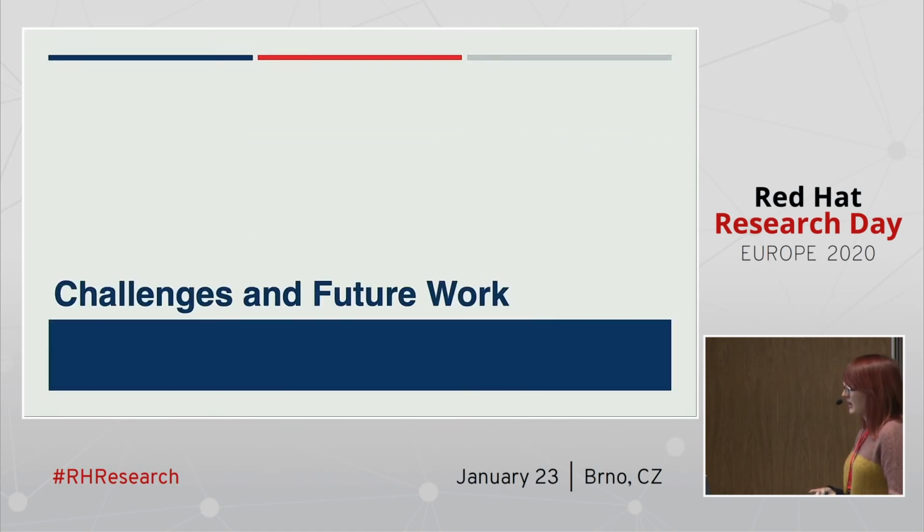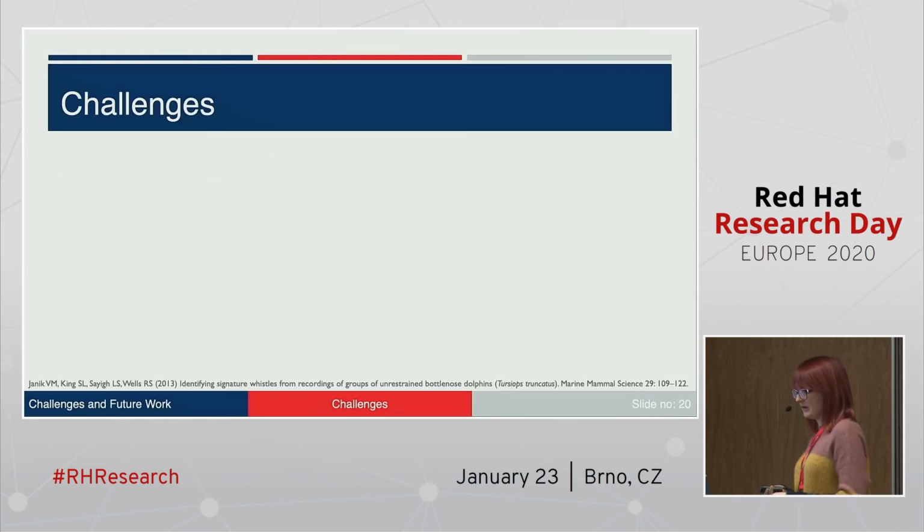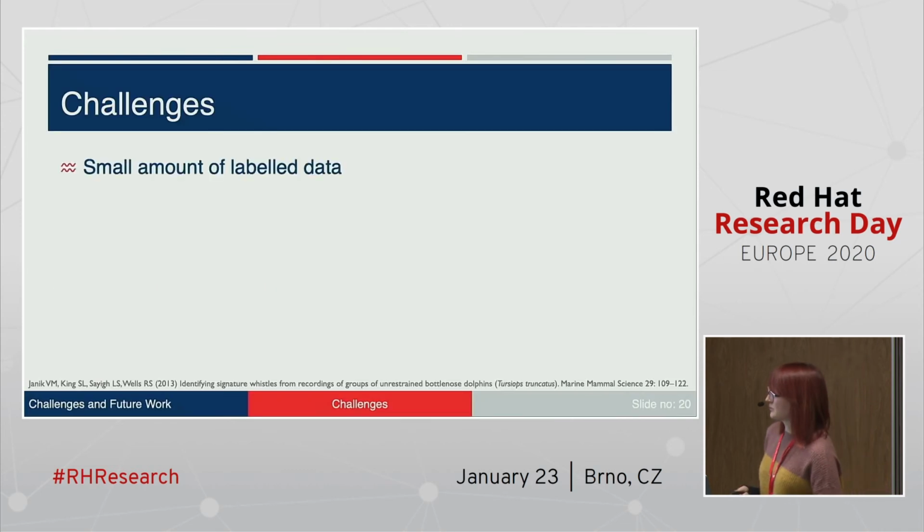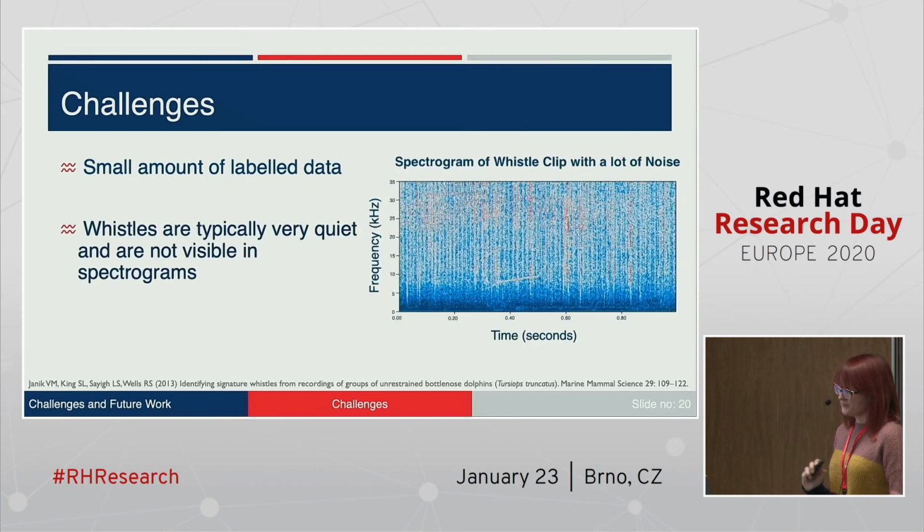So what are my challenges and future work so far? I only have a small amount of labeled data. When I was planning this talk, I did want to talk to you about using the spectrograms to detect the whistles using convolutional neural networks, but sadly I haven't been able to label enough data yet to do this. But I think I'm almost at a point where I should be able to start using this. And the whistles are typically very quiet, and they're not visible in the spectrograms very well.